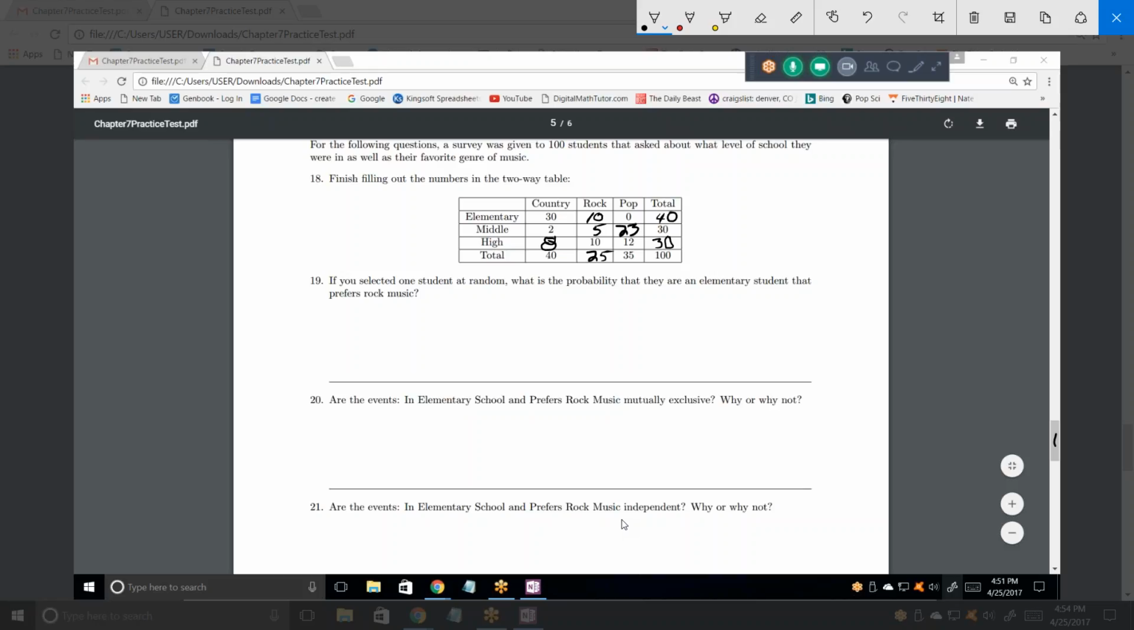I am not sure about this one. I would say the number of people in elementary school is independent from the number of people in middle school, and that's independent from the number of people in high school. But I would say the people in elementary school and rock music preferences are not independent. They're dependent. There's 10 of them. I'm not real sure what they want on this one, to be honest. I think my teacher said that it's dependent if they change the numbers, but they're independent if they don't.